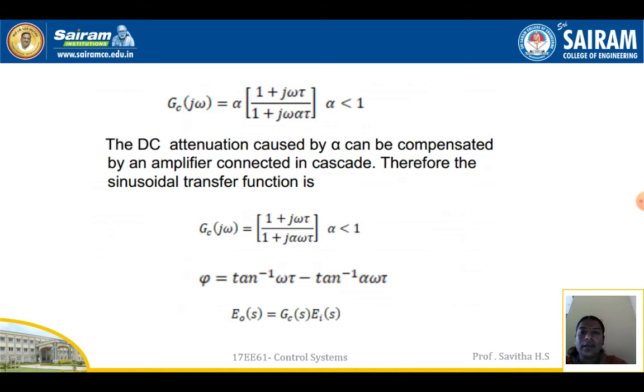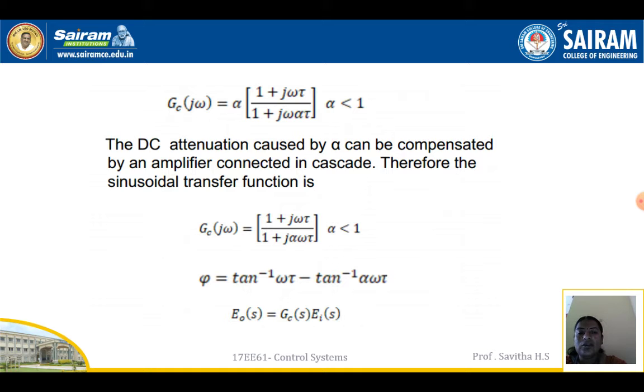Gc of j omega is equal to alpha times (1 plus j omega tau) divided by (1 plus j omega alpha tau), where alpha is less than 1. The DC attenuation caused by alpha can be compensated by an amplifier connected in cascade. Therefore, the sinusoidal transfer function is G of j omega is (1 plus j omega tau) divided by (1 plus j alpha omega tau), with alpha less than 1. Phi is equal to tan inverse of omega tau minus tan inverse of alpha omega tau.